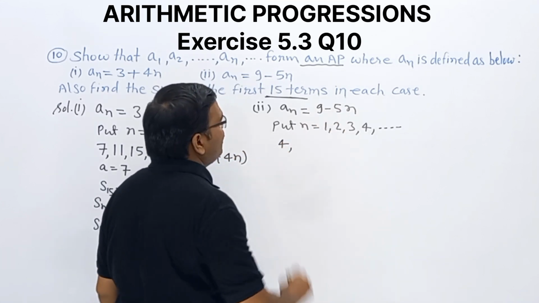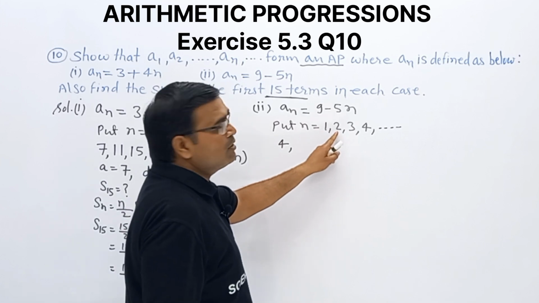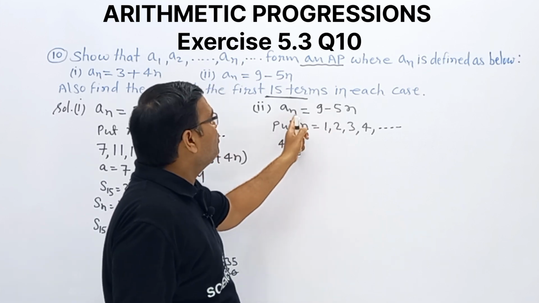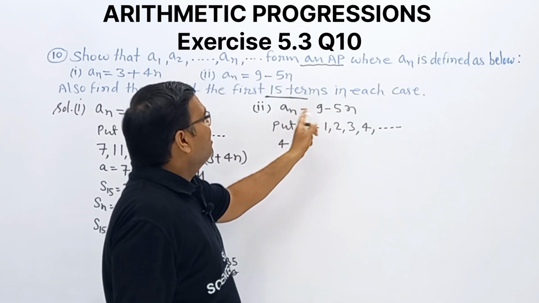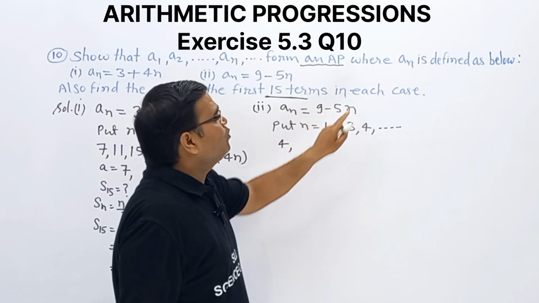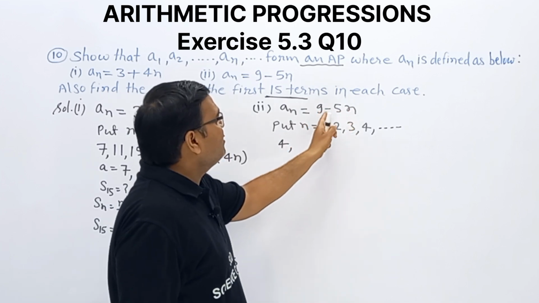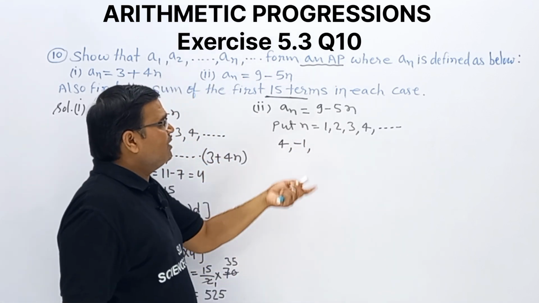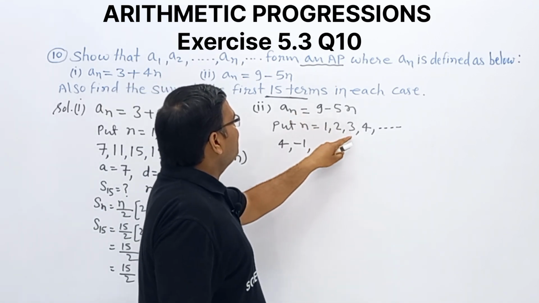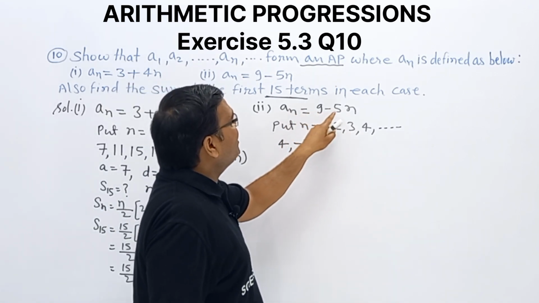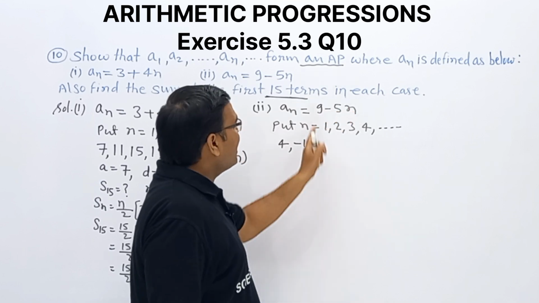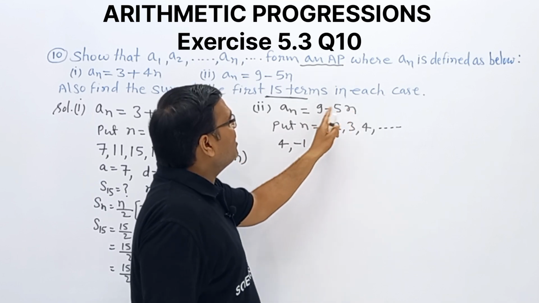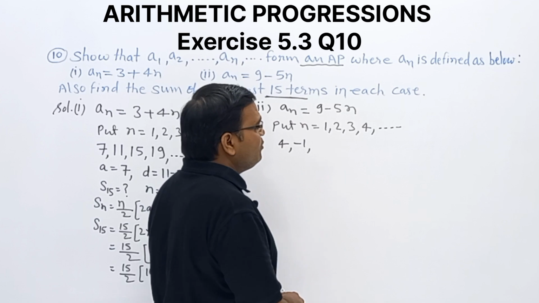Next term 2. Once we put n equal to 2, then the a2 value we will obtain. a2 will be 9 minus 5 into 2. 5 twos are 10. 9 minus 10 will be minus 1. Next one, 3. Once we put 3, a3 will be 9 minus 5 into 3. 5 threes are 15. 9 minus 15 means what value we are getting?